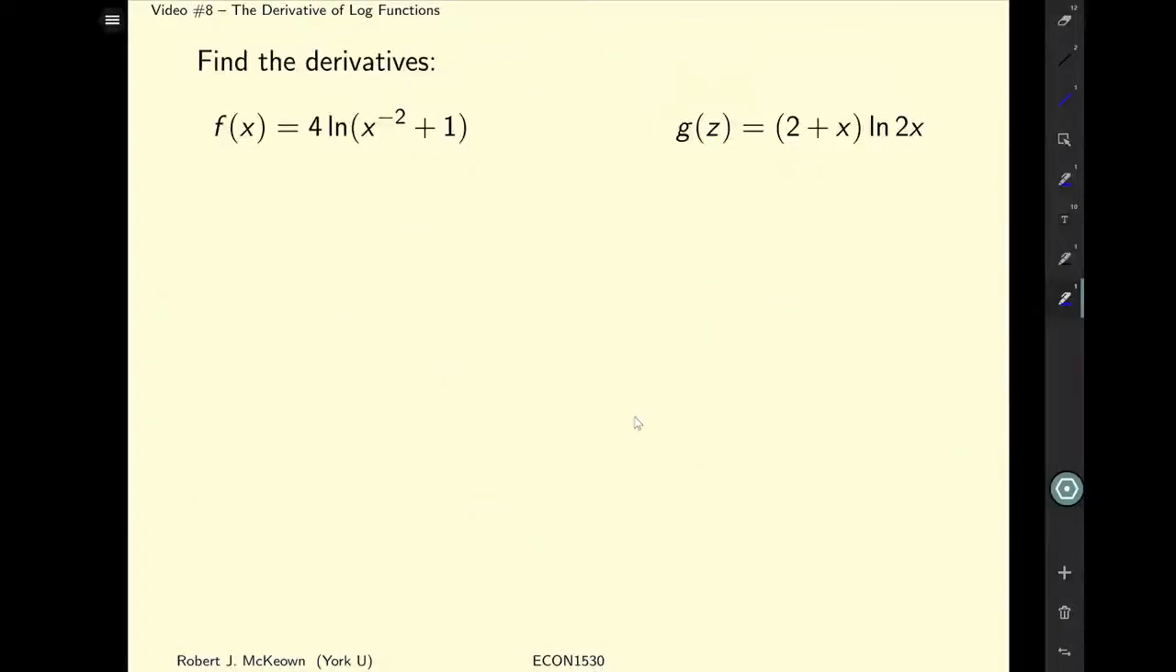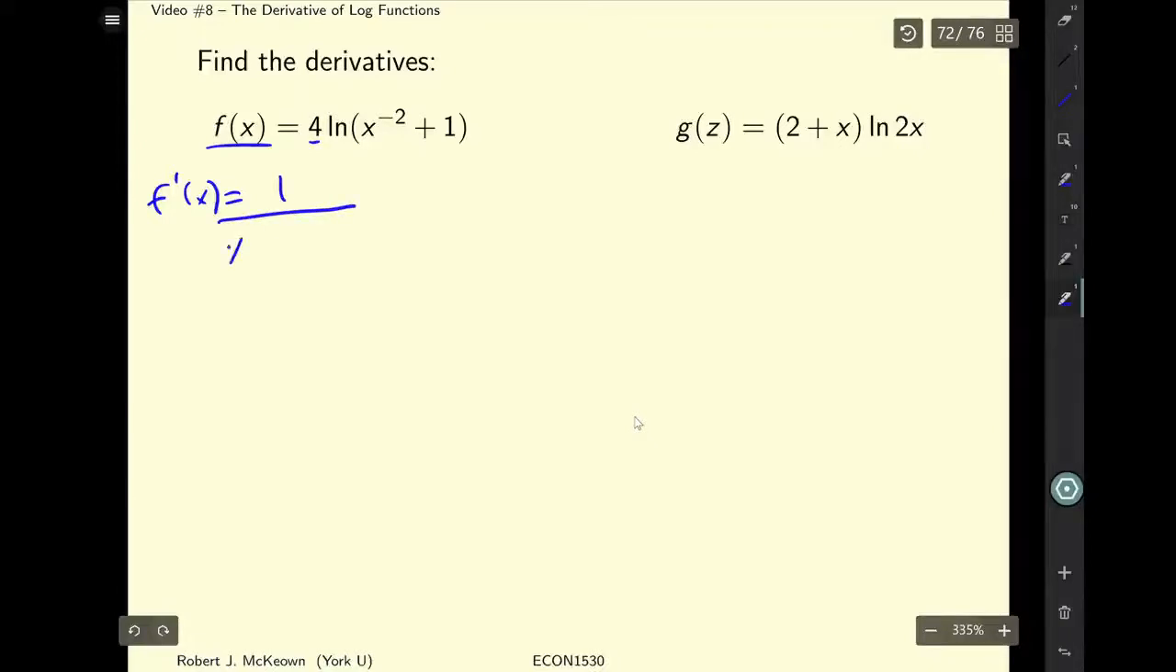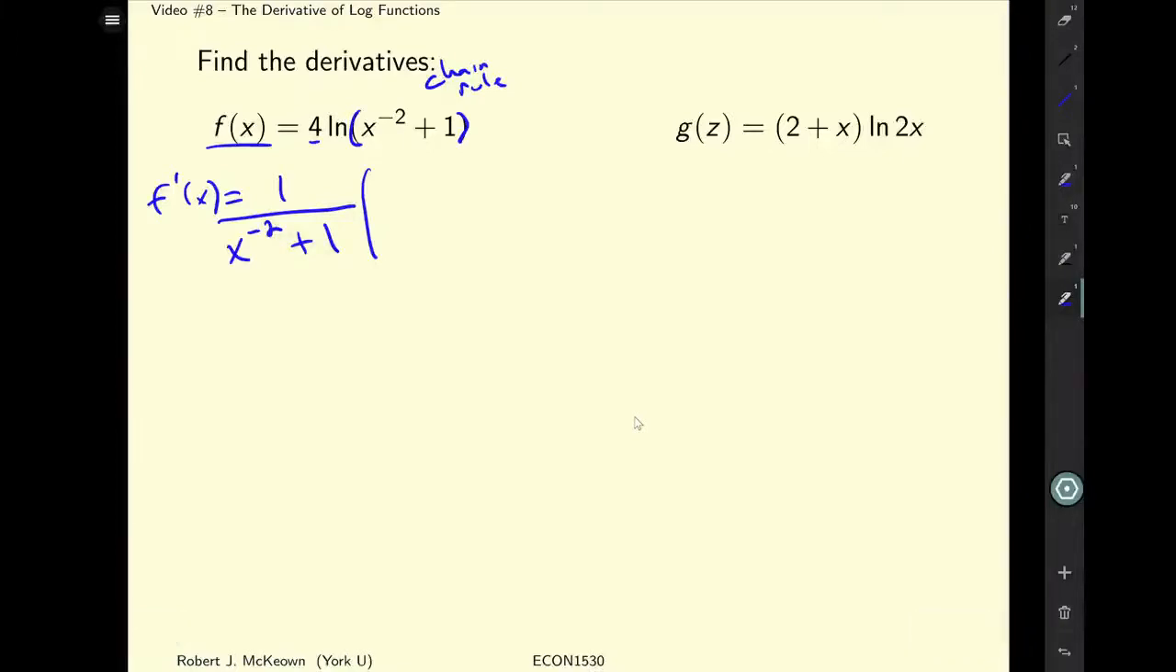Let's work through some practice problems together. So we'll do f of x first. And 4 is just a multiplicative constant. And so if I want to find f prime of x, I'm going to take everything inside this natural log bracket right in here. And what am I also going to do? I also have to use the chain rule. So notice how we're using the chain rule all the time. Once we learn the chain rule, we're always using the chain rule.